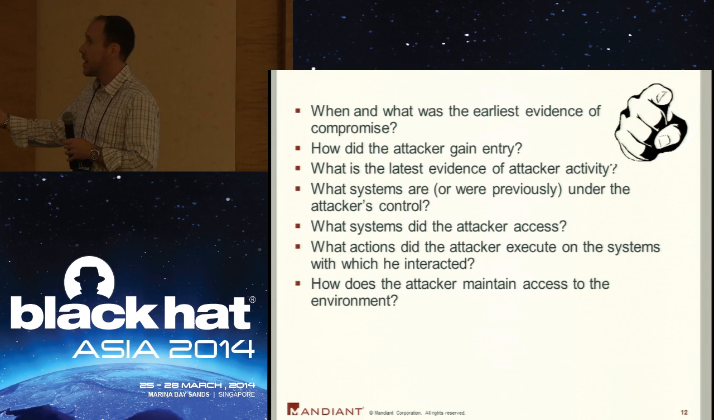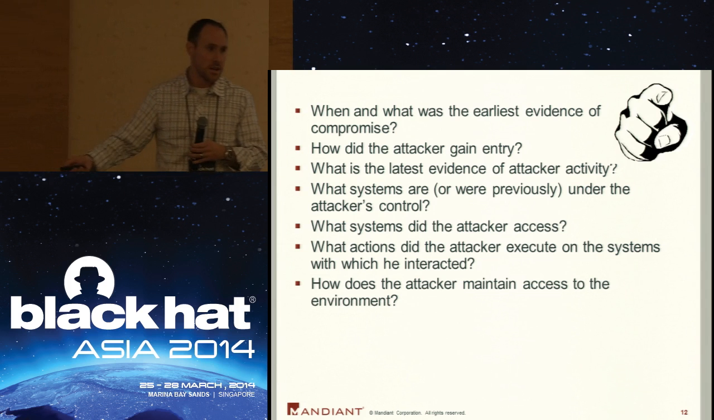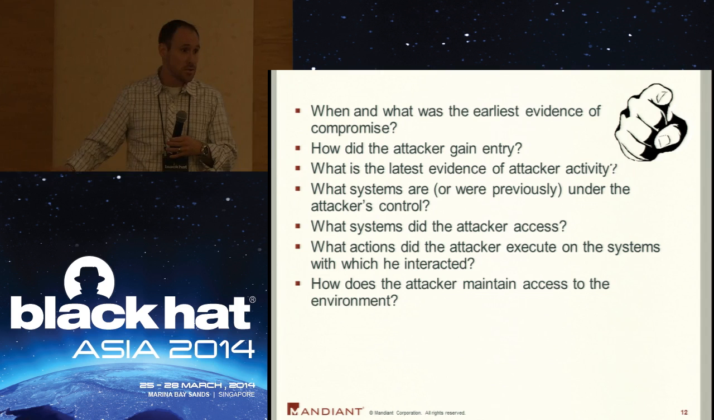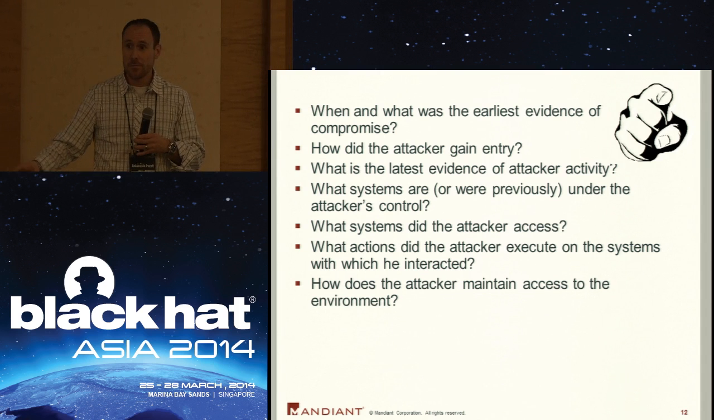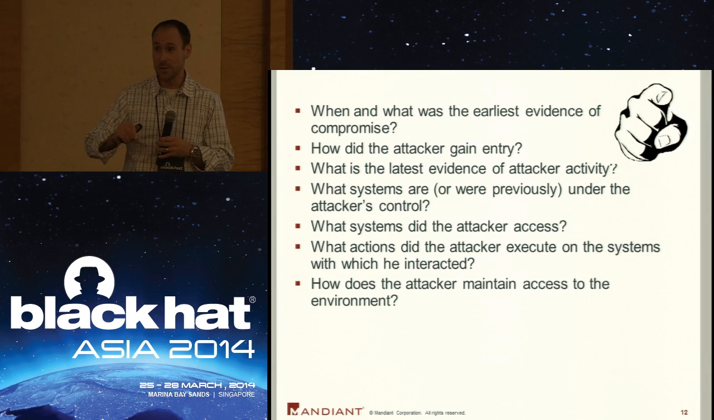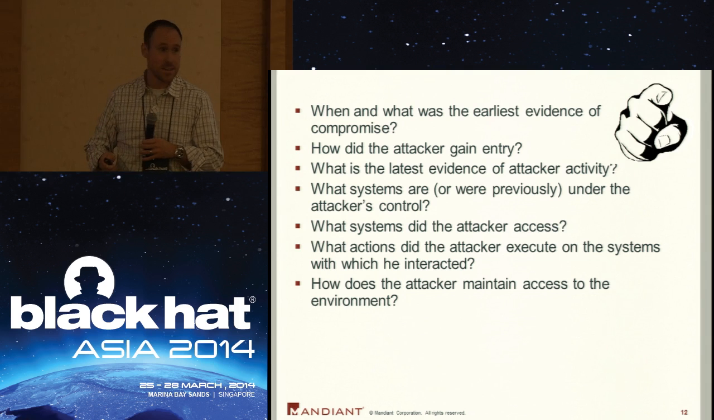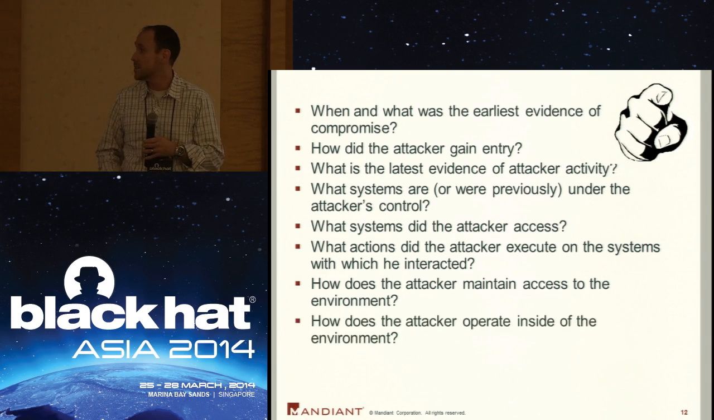How does the attacker maintain access to the environment? So persistence. Do they have backdoors that are running? Do they have access to your VPN? By the way, if you don't have two-factor authentication for your VPN, you should write that down as a note and go do that like this week, because that's a way that attackers will also maintain access.